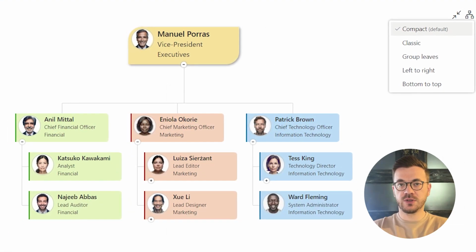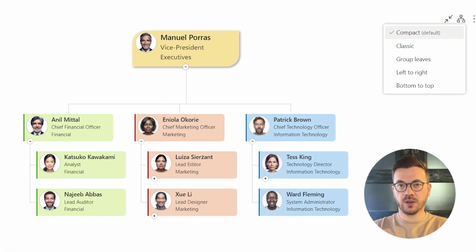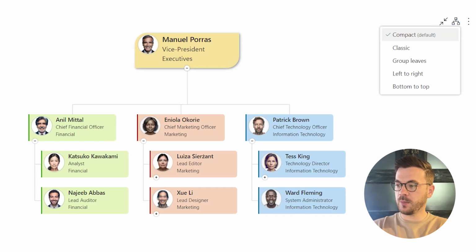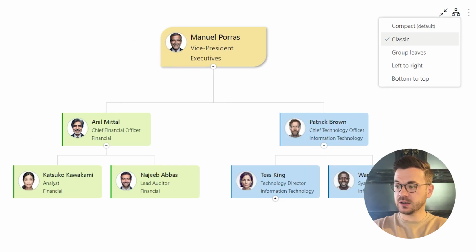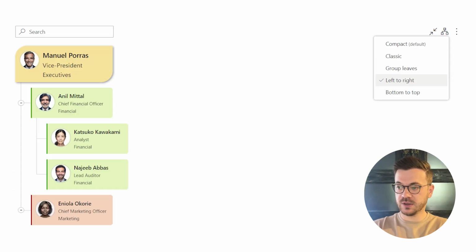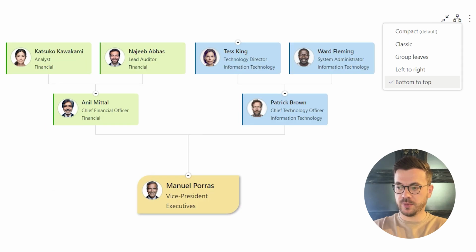Plumsail Org Chart has a few different layouts to choose from, and those are top to bottom compact, top to bottom classic, top to bottom with grouping of lives, left to right, and bottom to top. And in all of these layouts, assistants might be shown differently, and in the end of the video, we will see how it looks like.